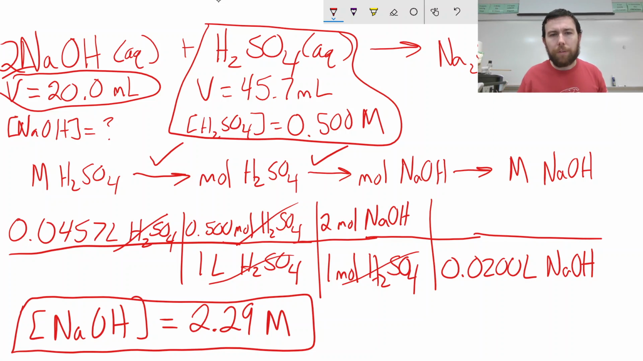And if we think about what this is communicating, once 45.7 milliliters of this concentration of sulfuric acid reacts with the 2.29 molar sodium hydroxide, that 20 milliliters, that's when the reaction reaches its equivalence point. At that point, that means all of the sulfuric acid and all of the sodium hydroxide have been consumed in that particular process. Okay, I hope that makes sense.